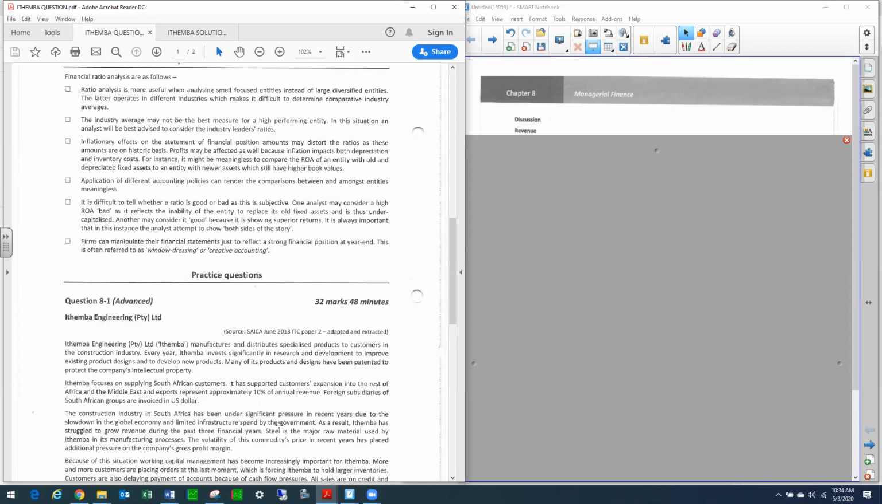Yes. Steel is a major raw material used by Ithemba in the manufacturing process. Which ratio should that be part of?